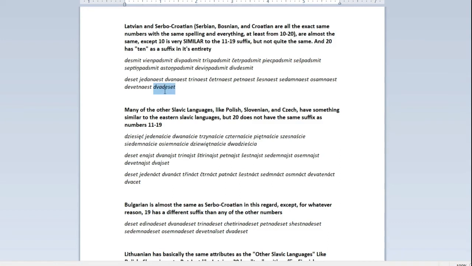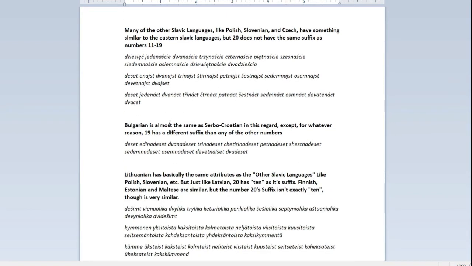Because it does. It's dva deset. It's just deset with dva in front of it. Very similar to how it works in Latvian, where it's dvi desmet. Pretty similar deal. Bulgarian. I don't know what they were thinking. They just wanted to throw a wild card. It's the exact same deal as Serbo-Croatian, except for whatever reason, 19 has a different suffix than any of the other numbers. So we have deset, edina deset, or whatever you pronounce it, edinatset, maybe? Edinatset is probably more accurate than edina deset.